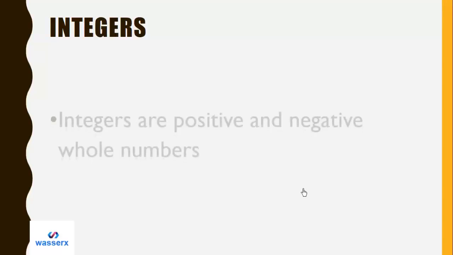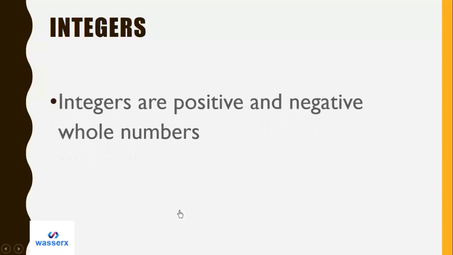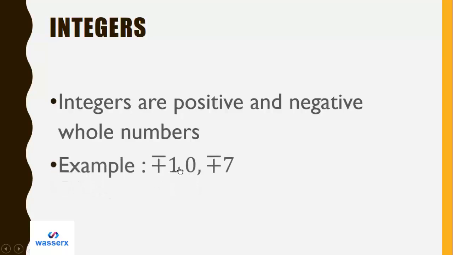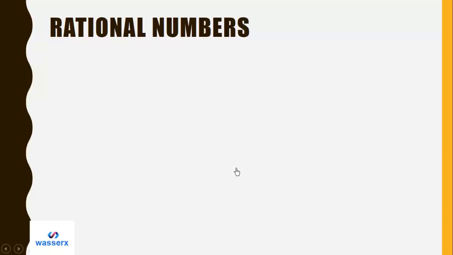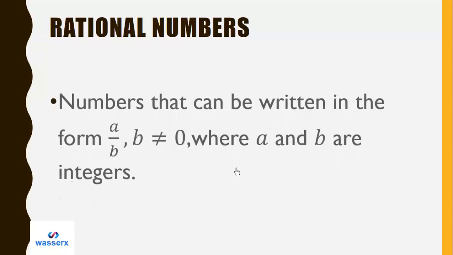Integers. Integers are positive and negative whole numbers. Examples are plus or minus 1, 0, plus or minus 7. Now rational numbers. These are numbers that we can write in the form a over b, where b is not equal to 0, and a and b are integers.